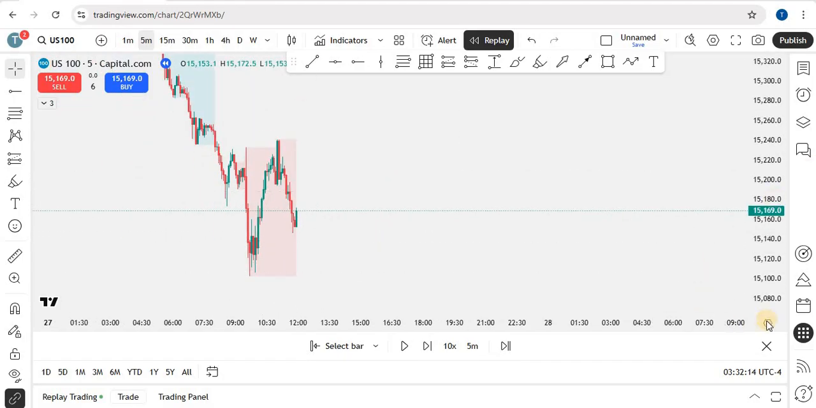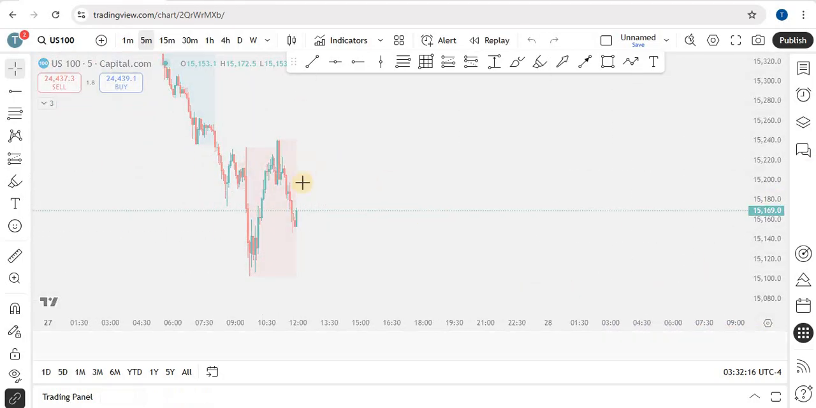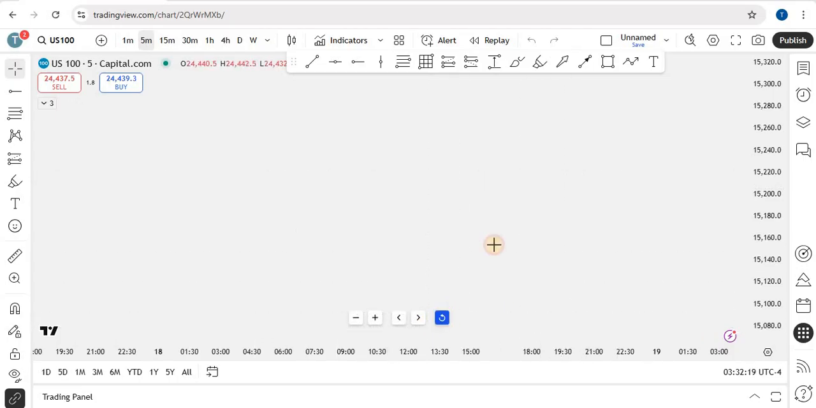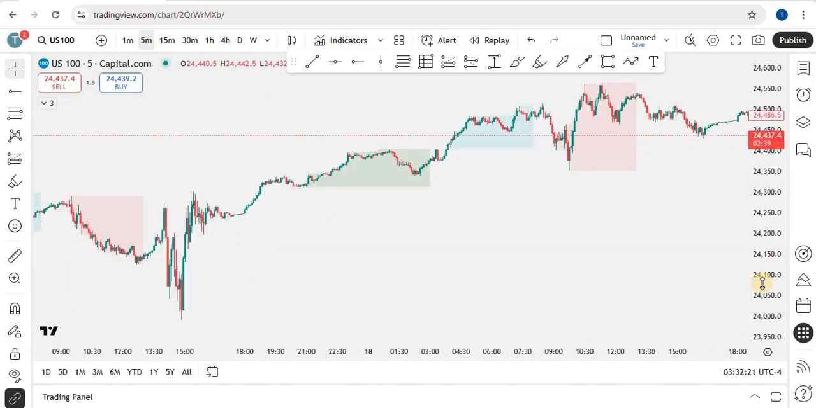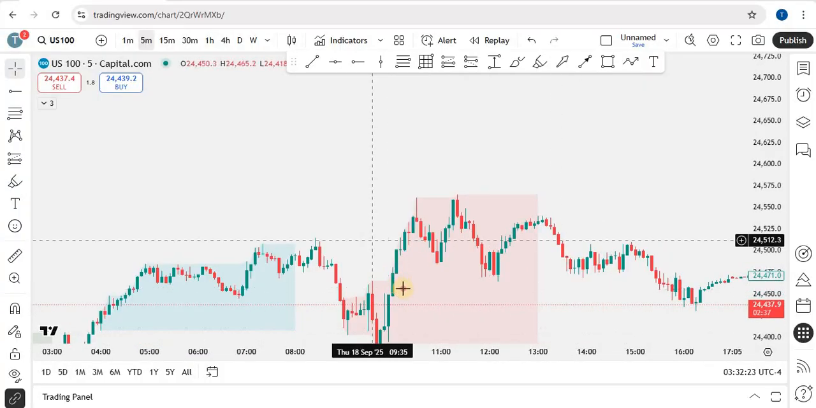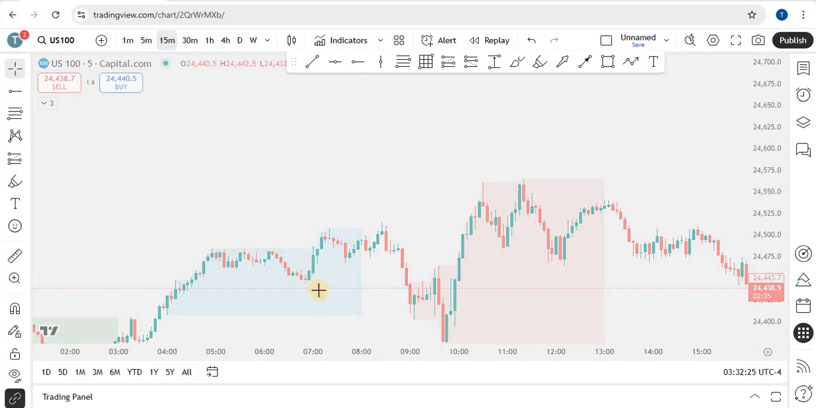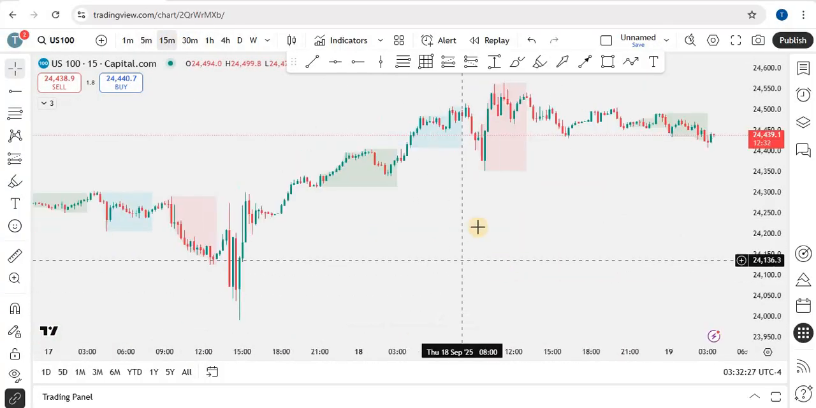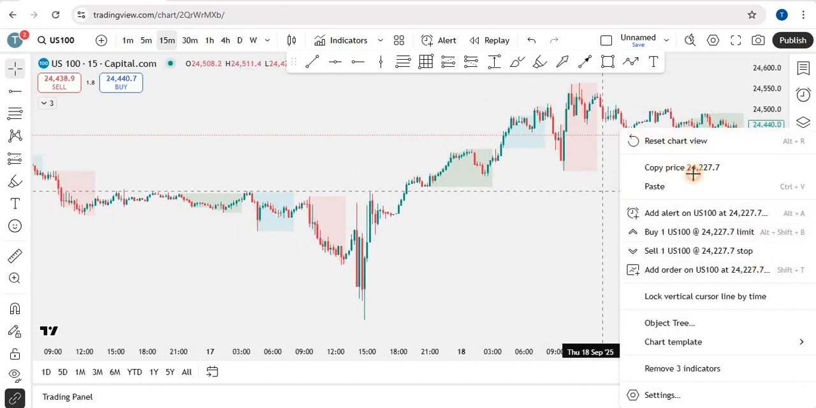I am in US 100. Oh, sorry, we have to go. I was saying, what is that? It was a higher high. See, yesterday I took a trade based on it. I miss many trades, brother.